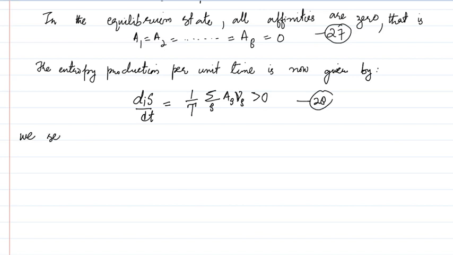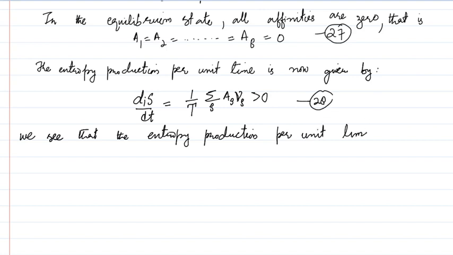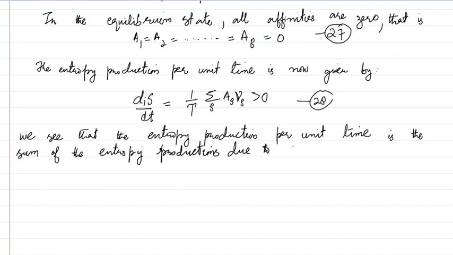So we see that the entropy production per unit time is basically the sum of the entropy productions due to the various reactions.